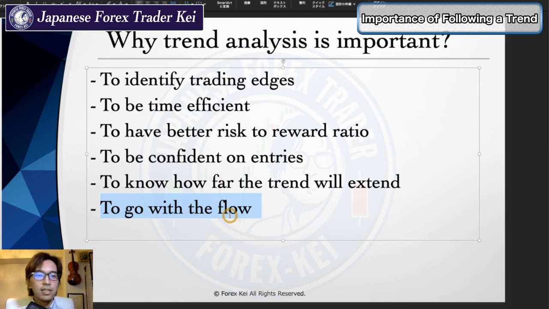So it's just like riding a bicycle or riding a boat. You can go with the flow, and with less energy, you make the most from the market. That's another beauty of this trend analysis, and that's why capturing a trend is very important. Whether the market you're looking at is on the trend or not is crucial to know to take trades every time.